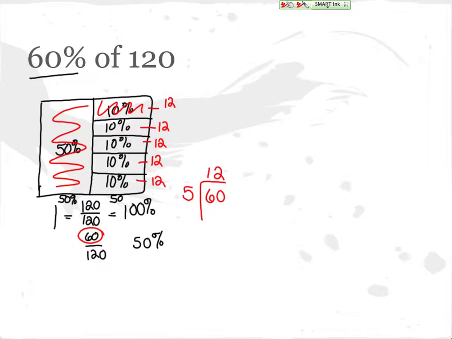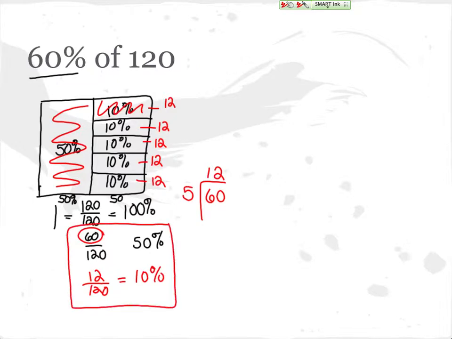So 60% would be how much? We said 60 is 50%, and we said 12 out of 120 is equal to 10%. So we would have to add this together to find 60%. Caden? 72 pieces, right? So the answer would be 72.